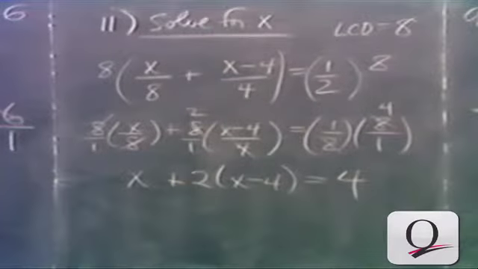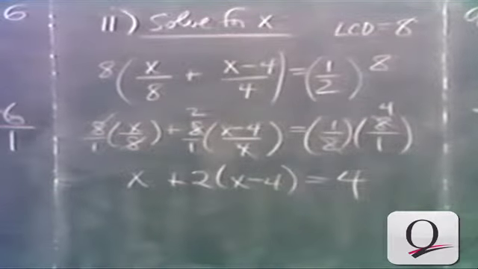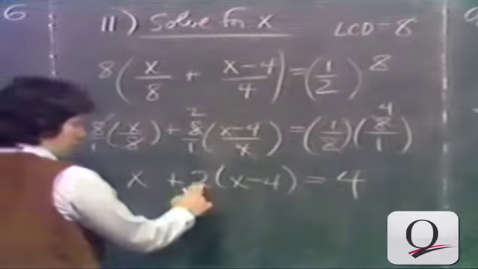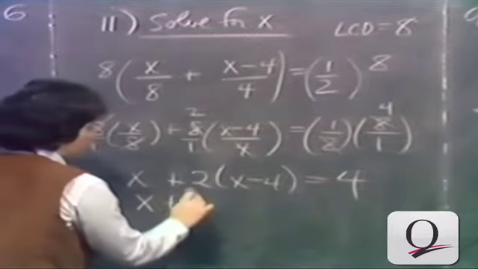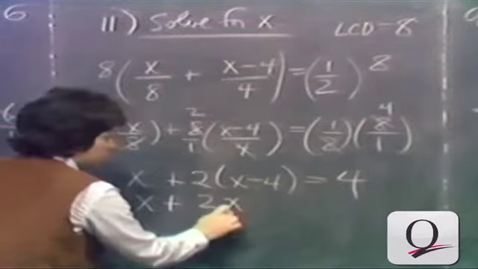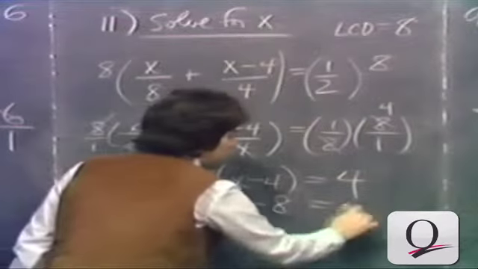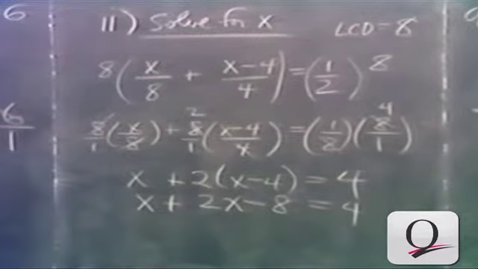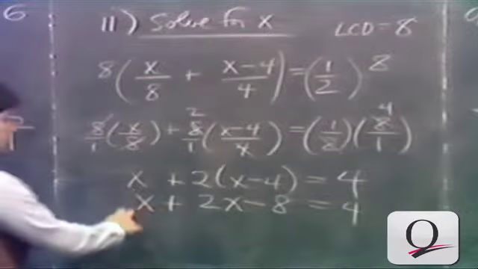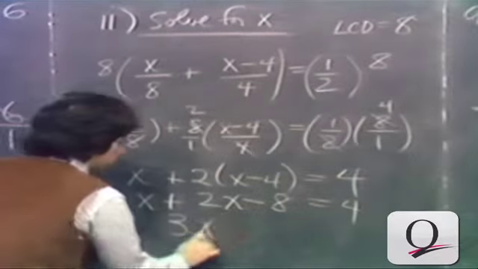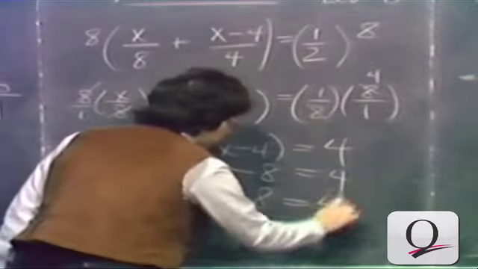We now have a first-degree equation without fractions to worry about. And once again, we need the distributive law here. This is going to be 2x minus 8 equals 4. x plus 2x, that's 3x, minus 8 equals 4.